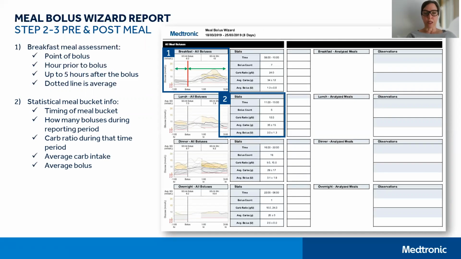Each of the meal buckets offers you some statistical data as well. This includes the timing of the meal bucket as outlined in your preferences. This is customizable and adjustable as we discussed in video 1. It will tell you how many boluses there were during this reporting period, during this meal bucket time frame. It offers you the carb ratio along with the average carbohydrates that you had and the average bolus that you took.